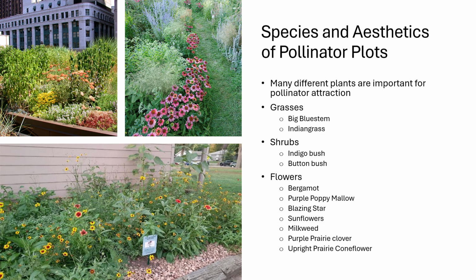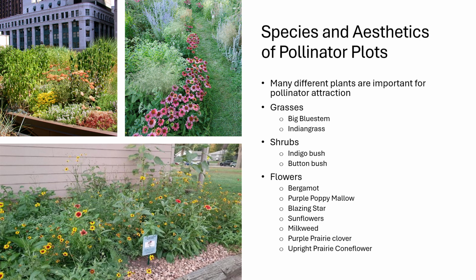So I incorporated a little bit of species here, and the grasses, shrubs, and flowers. I wanted to exclusively incorporate native species to Kansas, so I brought up big bluestem, Indian grass, some stuff like indigo bush and sunflowers and milkweed, stuff that we see kind of often, as well as upright prairie coneflower. That's one of my favorites personally.